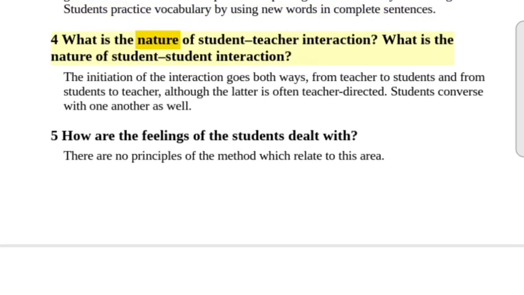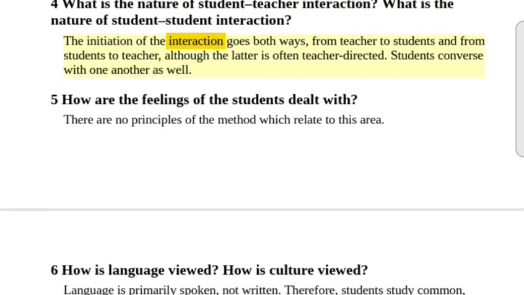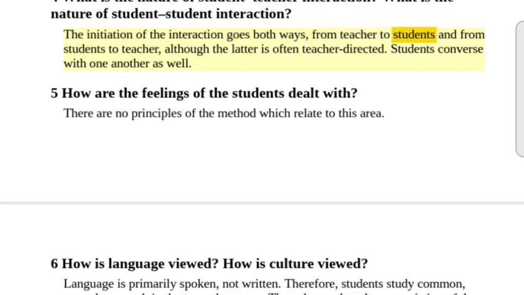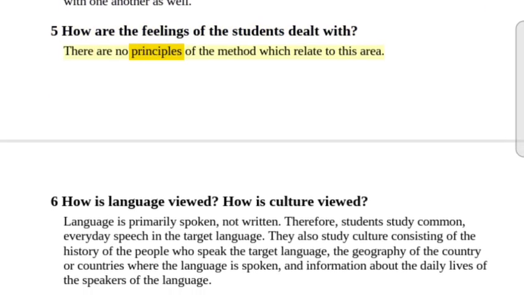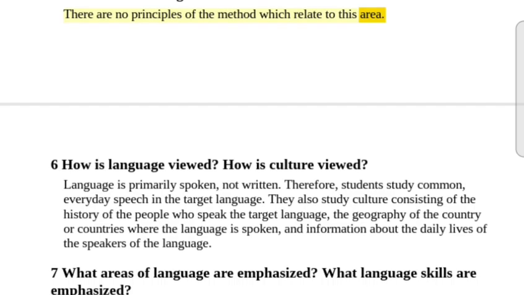4. What is the nature of student-teacher interaction? What is the nature of student-student interaction? The initiation of the interaction goes both ways, from teacher to students and from students to teacher, although the latter is often teacher-directed. Students converse with one another as well. 5. How are the feelings of the students dealt with? There are no principles of the method which relate to this area.